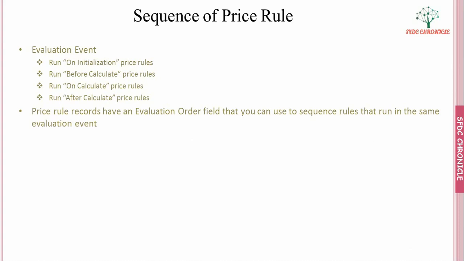There is also an evaluation order in price rule. Suppose you have two or three price rules with the same evaluation event, on calculate. How can you handle which price rule should execute first and which should execute last? Using evaluation order, you can handle that. Let's see some use cases.